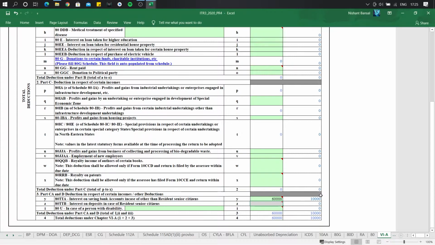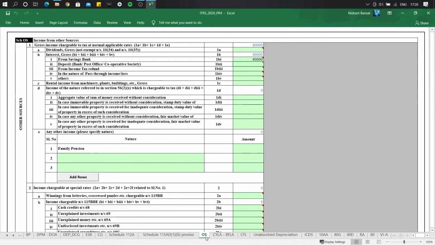You all can see that a deduction of only 10,000 is given because it is the maximum amount of deduction which is available under this section. Okay, so now let's move to OS tab.